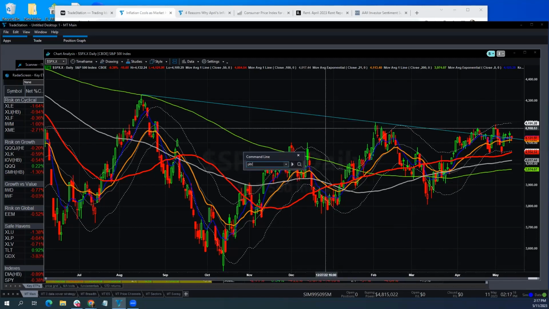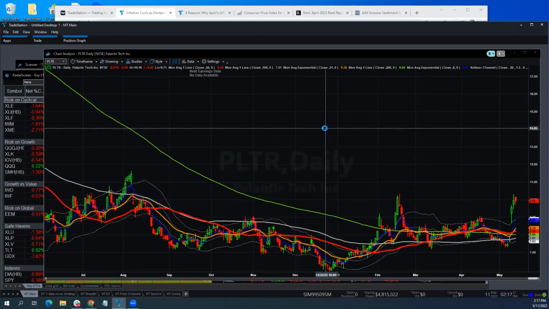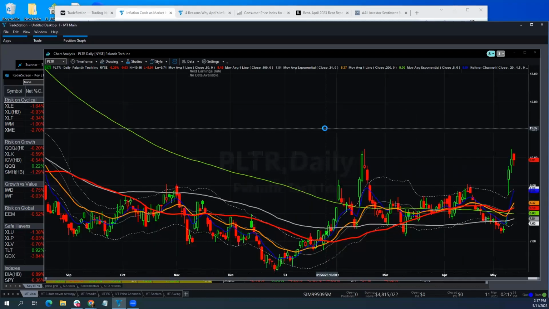Another one that's interesting, and we're starting to see now, I've talked before about this idea of scanning for old IPOs that were overvalued, pie-in-the-sky growth stocks 3 years ago when interest rates were at zero. And now some of them are coming back. Palantir is one of them.